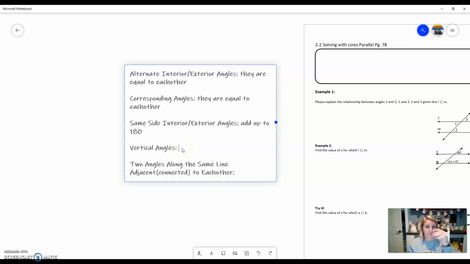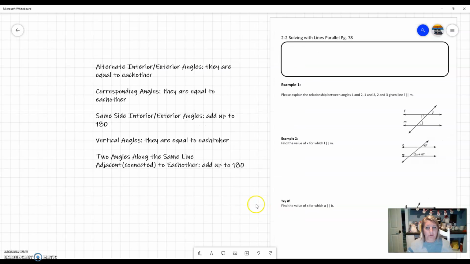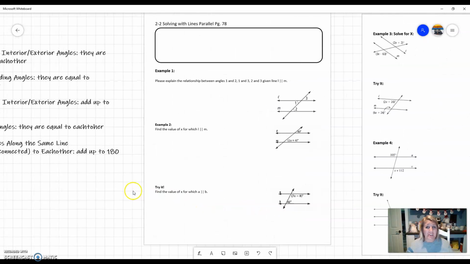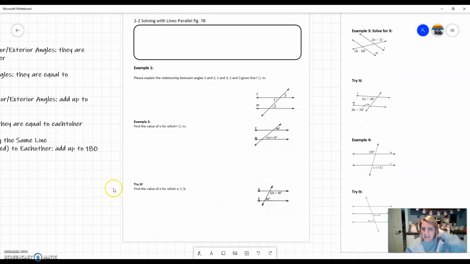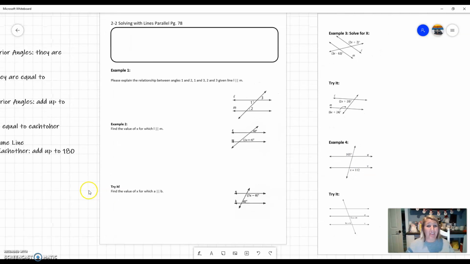Vertical angles are those back-to-back angles that we talked about in chapter 1. They are equal to each other. And those angles that are right next to each other, that share a side, are called supplementary angles. They add up to 180. Those are the main things you need to know for today in order to be successful. I probably won't go through all of these notes because I don't think you need me to. I'm thinking I'll get through example 3 and then I really do think you'll be good to go.